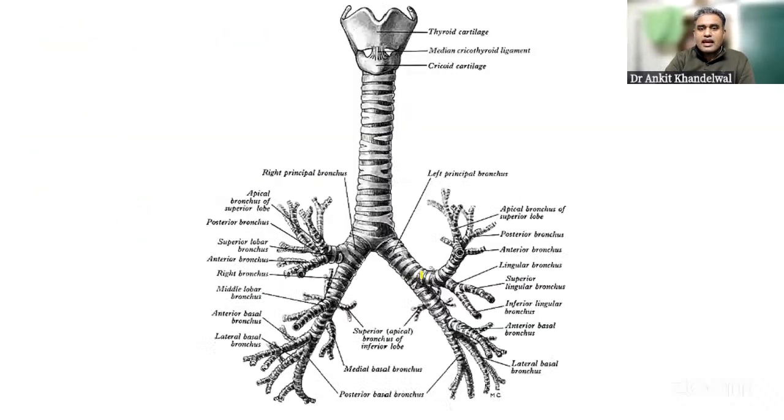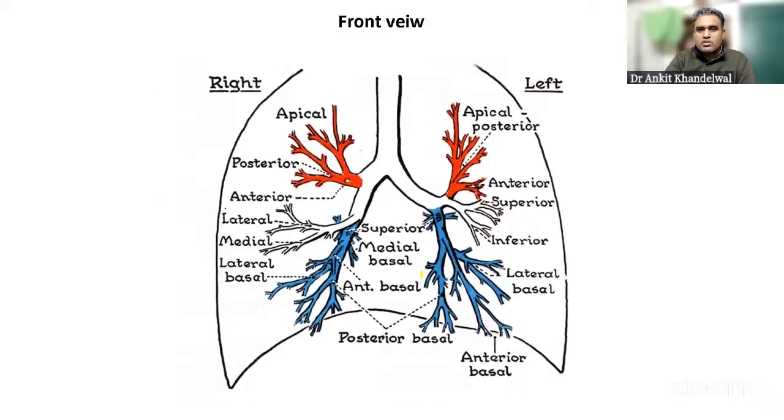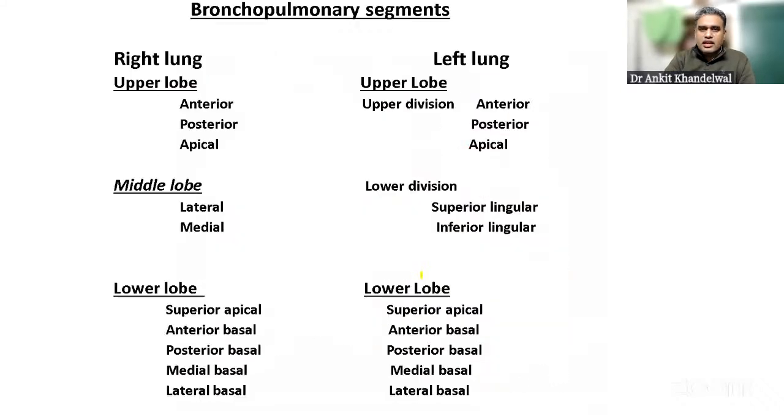Now, these diagrams are very important. This one might confuse you. Here is a table showing you the right and the left side. You have to answer these. So there's a right lung. How many lobes are there? Upper, middle, and lower. 3 lobes. Left lung, upper and lower lobe.